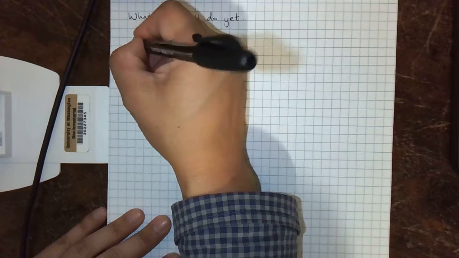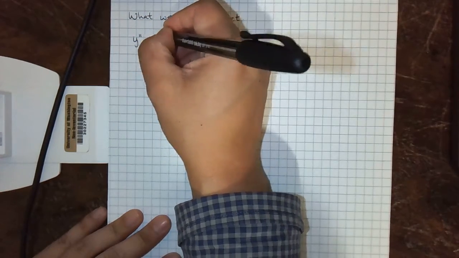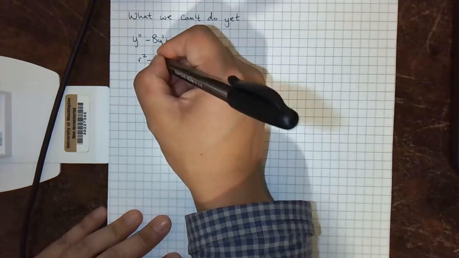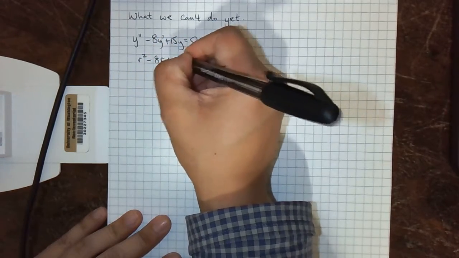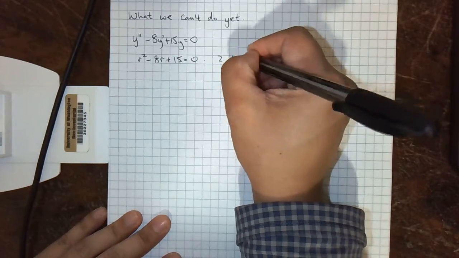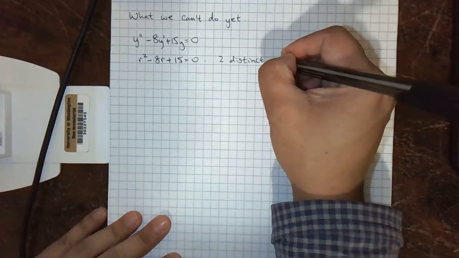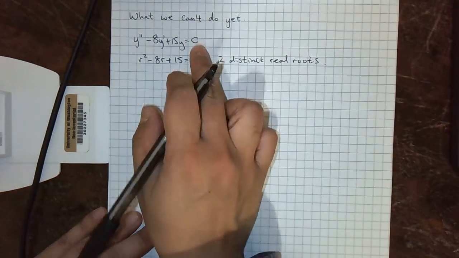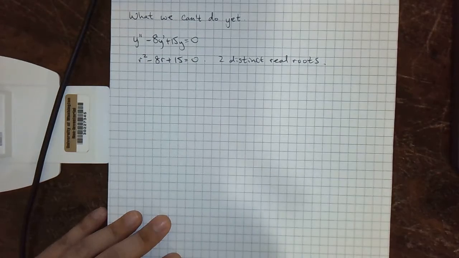So what was nice about our differential equation before was that the characteristic equation, which we're just going to practice writing like this, had two real roots, two distinct real roots. We do know how to do that. This does extend to any differential equation where the characteristic equation has two distinct real roots.